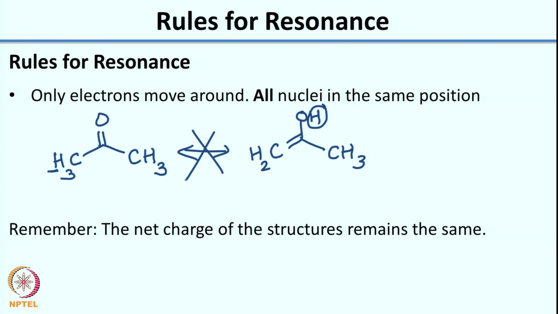Also remember that the net charge of the structures remains the same, right. So, in the previous example what we had seen is the only difference was that a negative charge had moved from a carbon to an oxygen, but the net charge will remain the same, which is logical because only electrons are moving. So, if you write a resonance structure for a neutral molecule, and you have a resonance structure which shows some sort of charge, then you know that you have made some mistake in drawing the Lewis structure.